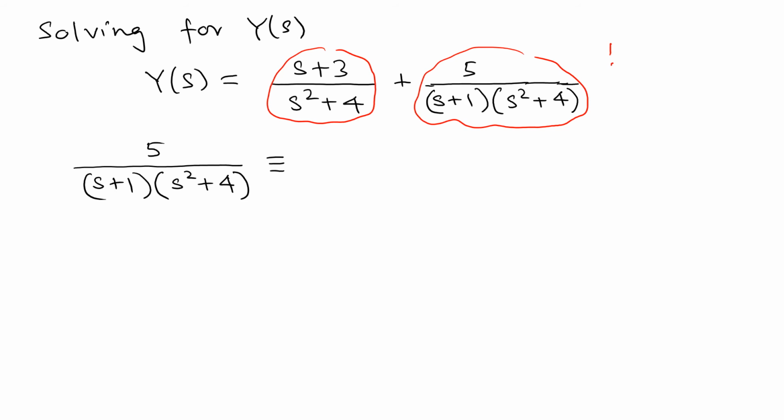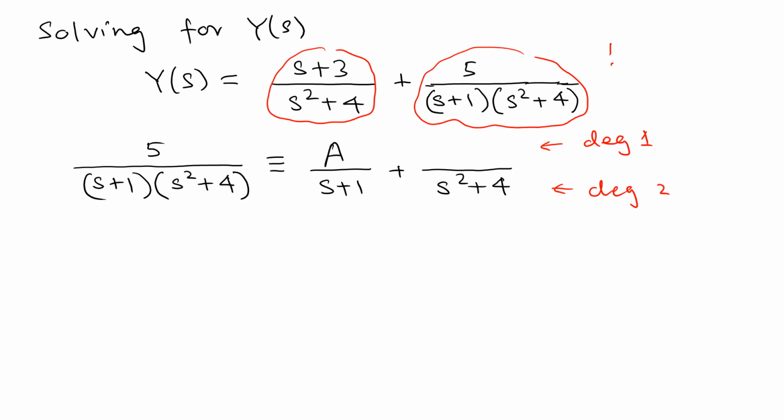We know how to write the partial fraction for the first term, which is going to be A over s plus 1. What about the second term? The second term has a quadratic factor, s squared plus 4, which is degree 2. The general theory says the numerator has to be degree 1 less than the degree of the denominator. That means the numerator has to be a degree 1 polynomial, so it has to be Bs plus C.